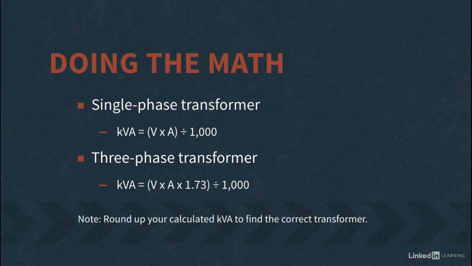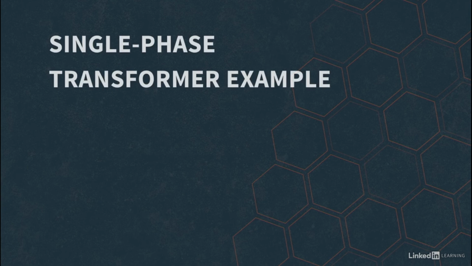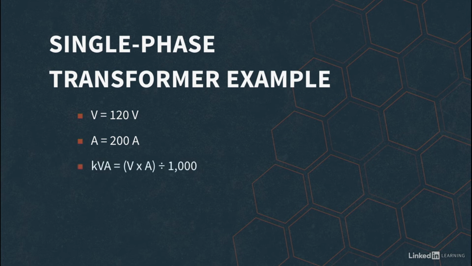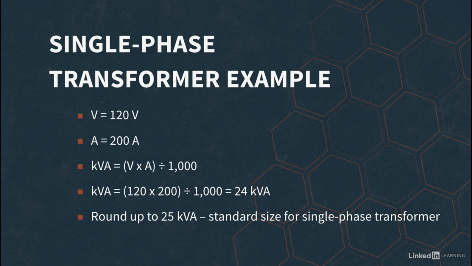Let's look at an example. For instance, a single-phase transformer with a voltage of 120 and an amperage of 200 would calculate at 120 times 200 divided by 1000, which would equal 24 kVA. We would have to round up to the next standard size kVA, which would be 25. Let's look at a three-phase example.